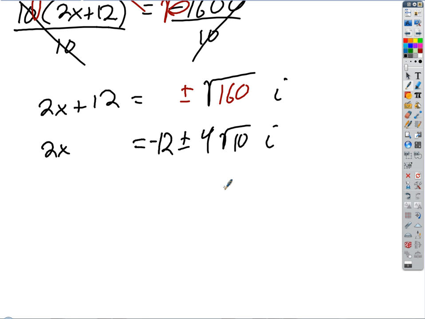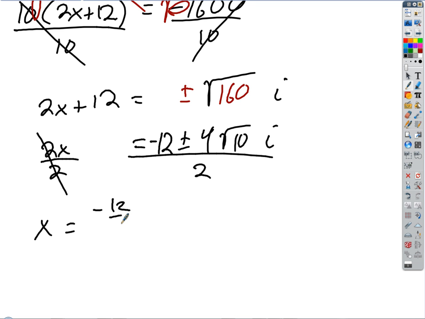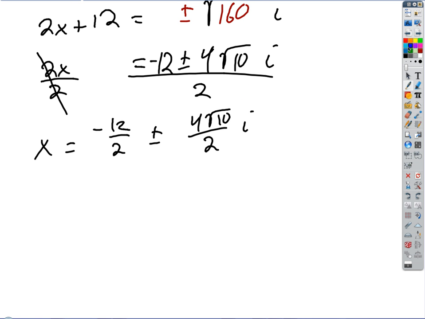Good. Divide everything by 2. And let's split that up. So I get negative 12 over 2 plus or minus 4 radical 10 over 2 times i. I can reduce those. It's the first fraction reduced to.